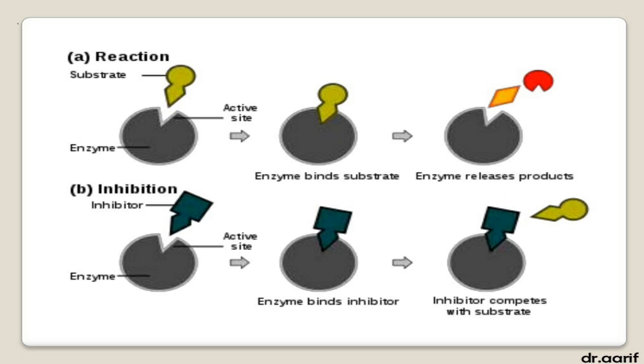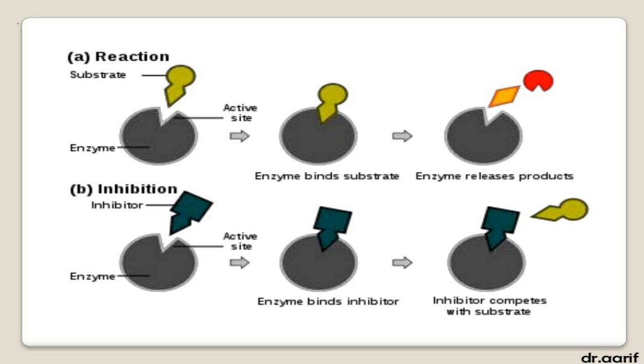See the reaction. Substrate and enzyme, active site is there. Active site helps the enzymes to identify or recognize the specific substrate. A complex is formed, enzyme binds substrate, enzyme releases product.